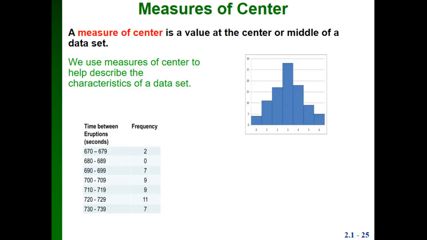Now, if we have a histogram representing our data, then sometimes it's very easy to see where the center of the data set might be. In this histogram, notice that this is approximately bell-shaped. So the center of this histogram is right here in the middle of the graph. So we would estimate that the center of our data would be at about the value 3.